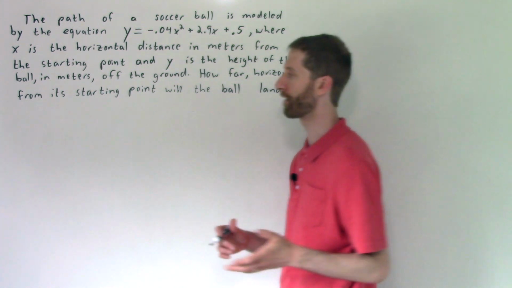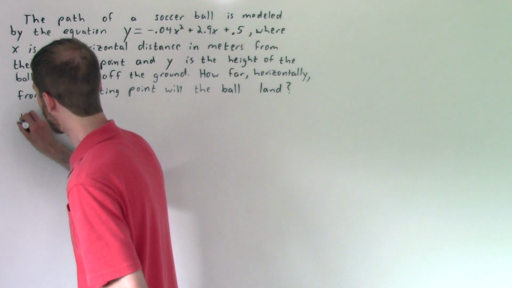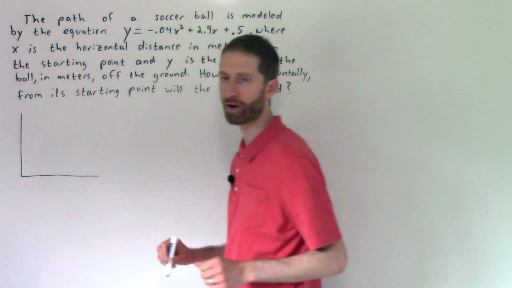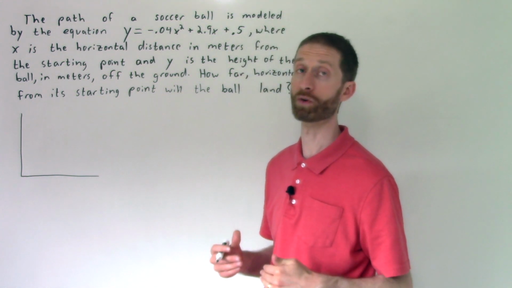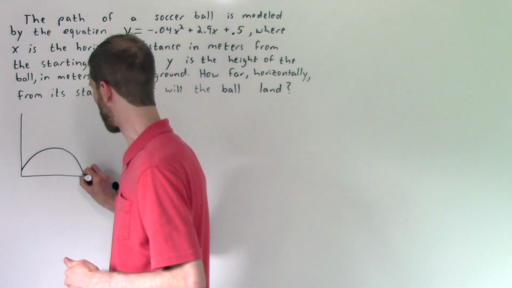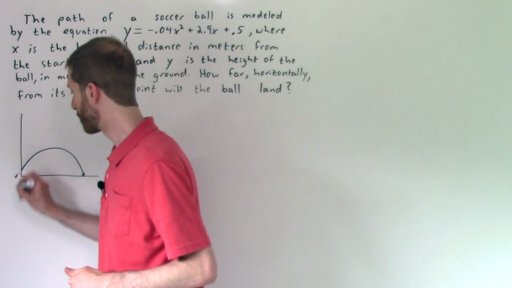Okay, let's draw this out. So you got a soccer ball that's been kicked, right? And I'm going to just draw the first quadrant here because it's starting out, like if I kick the soccer ball, I'm at position x equals 0. And then the ball flies up and then goes down and hits the ground, right? So there's another 0 somewhere over here that doesn't matter.